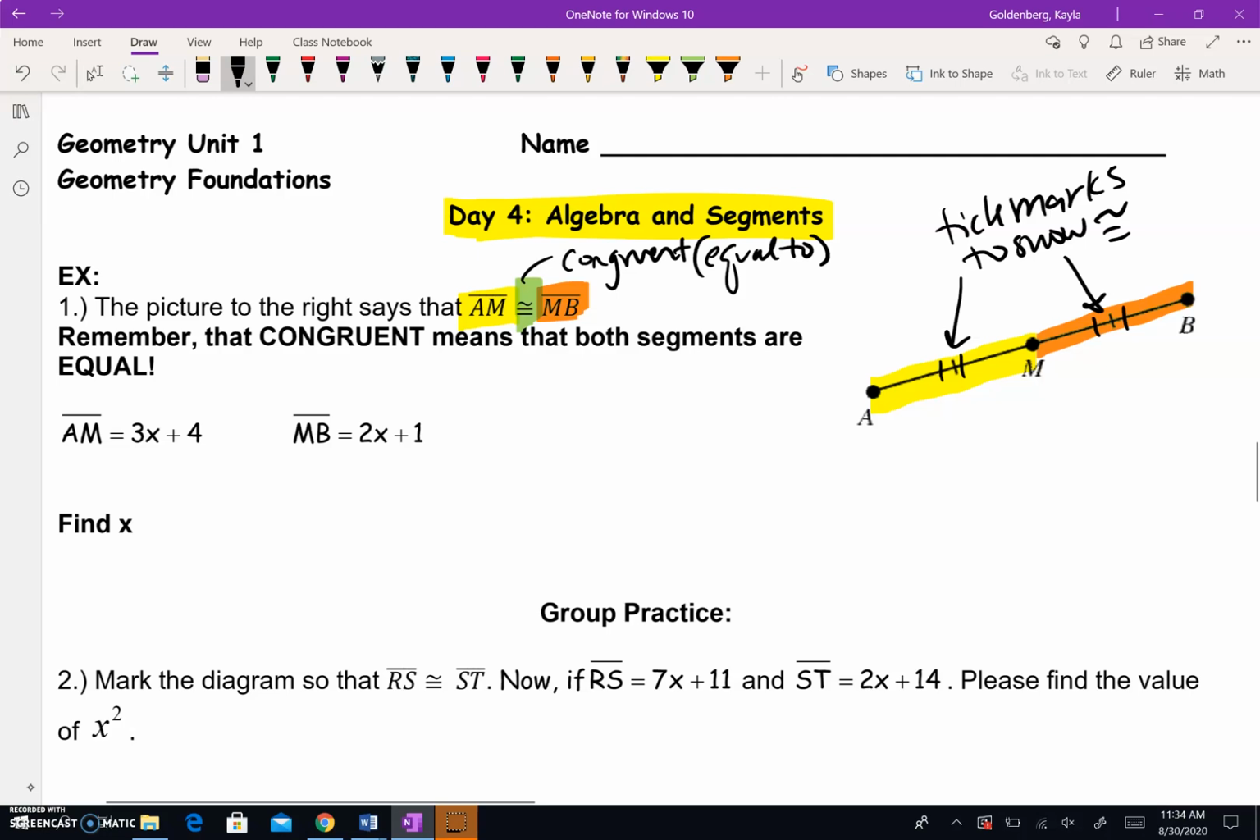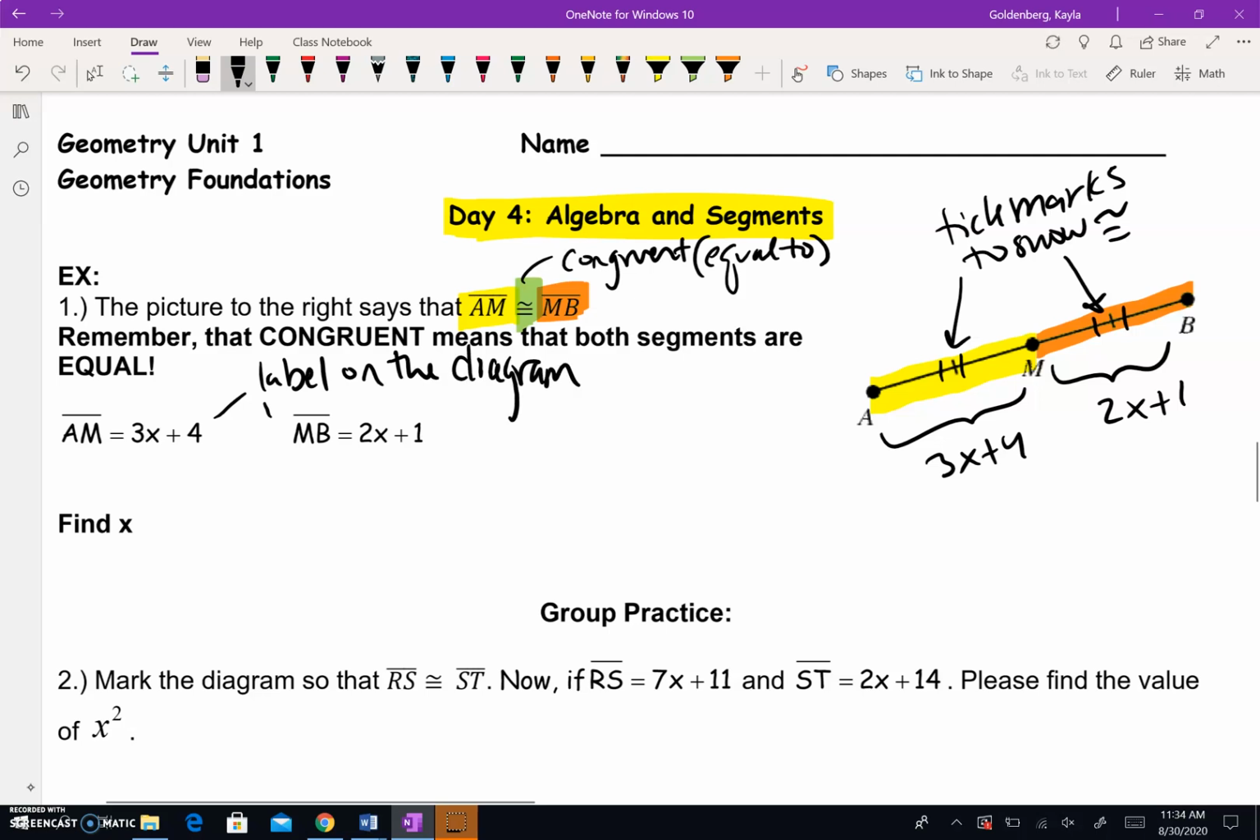We are also told that AM is 3x plus 4 long, and MB is 2x plus 1 long. A really important tip is that if they give you extra information like this, make sure you label it on the diagram. In your notes, make a little note that anytime they give you some important information, you want to label it on the picture. That way you'll have a better idea of how to solve the problem. Our goal right now is to find x, so I'm going to make a little reminder, x equals blank. That's what I'm looking for.